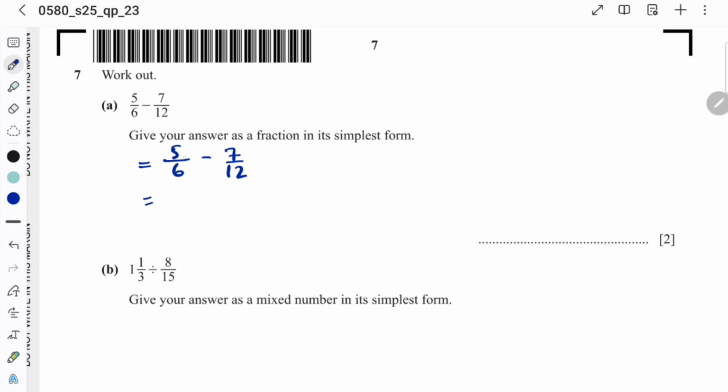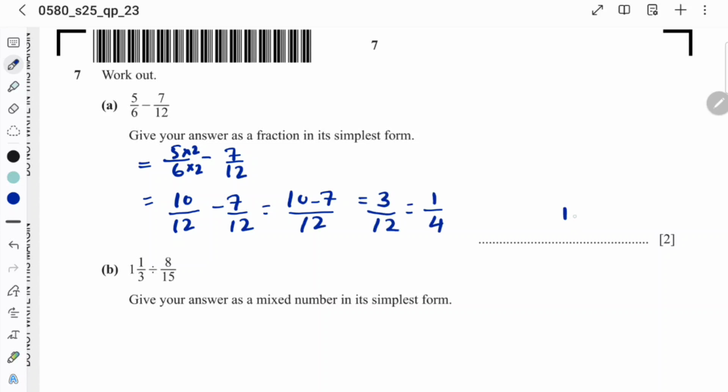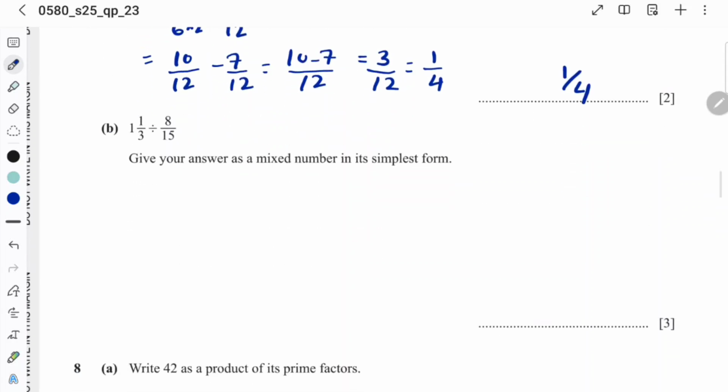You have to make the same denominator, multiply by 2, that is 10 over 12 minus 7 over 12, and 10 minus 7 upon 12 equals 3 over 12, and we can simplify, that is 1 over 4. Now part B, 1 whole 1 over 3 divided by 8 over 15. Give your answer as a mixed number in the simplest form.